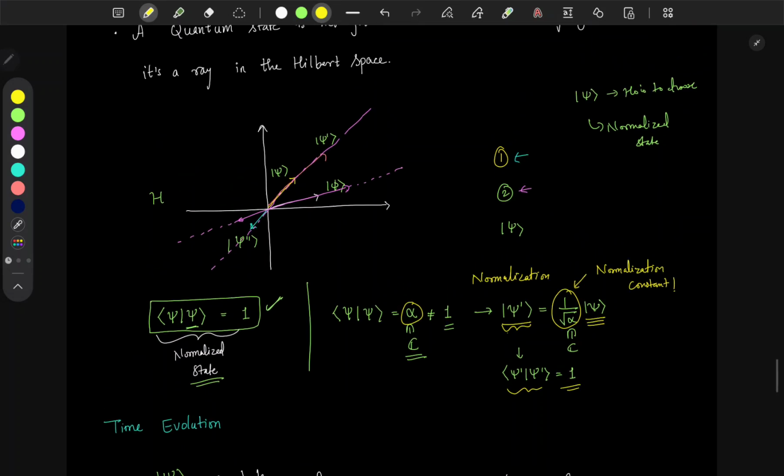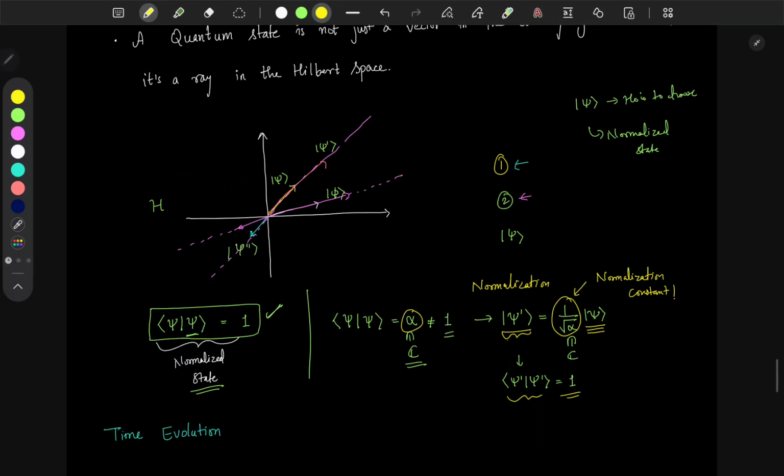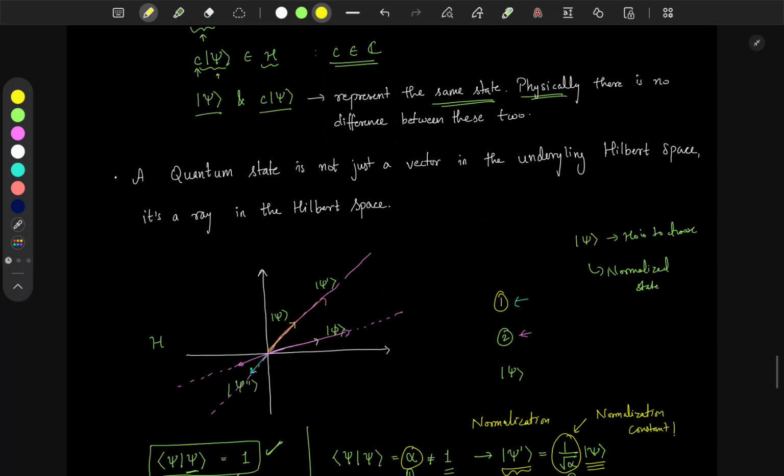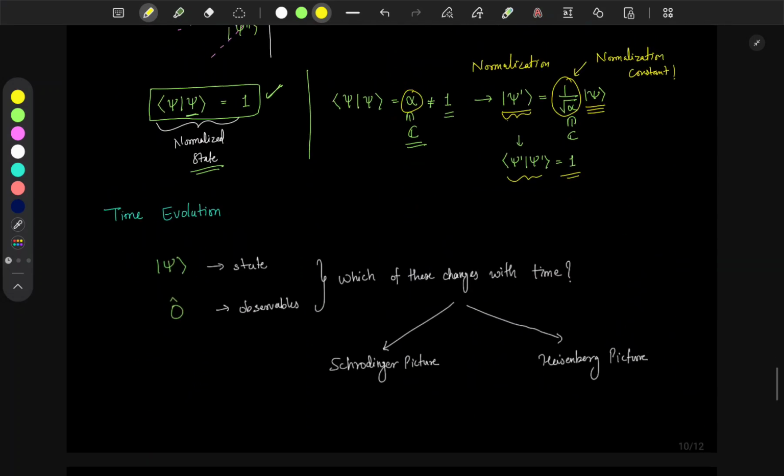So when we are doing quantum mechanics, when we are doing calculations, we try to stick with normalized vectors only. There are some cases where you might need to use some different vector, but mostly we will deal with normalized vectors. Now given normalization, we can move to the next topic, which is the main topic of this lecture, that is the time evolution.